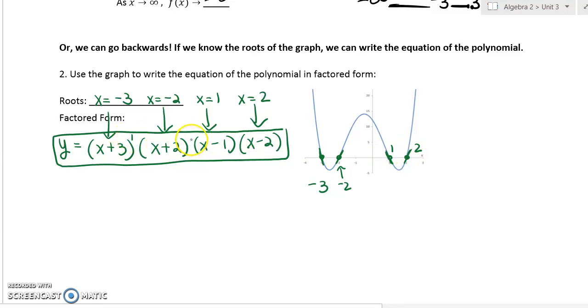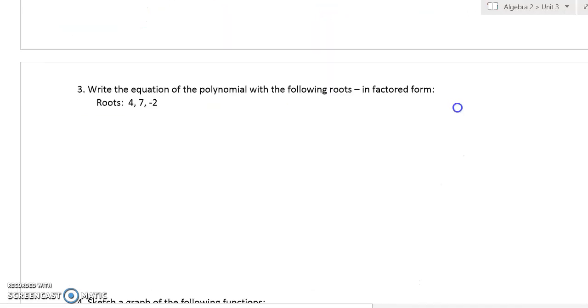They all have a power of 1, 1, 1, which we don't tend to write very much. So we actually don't write them, but we know that they are there. Okay? All right, let's go to example 3.